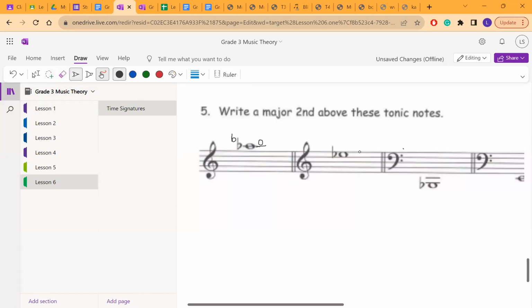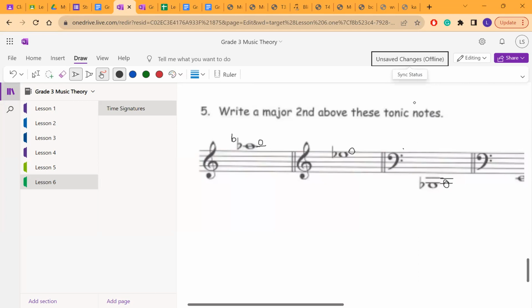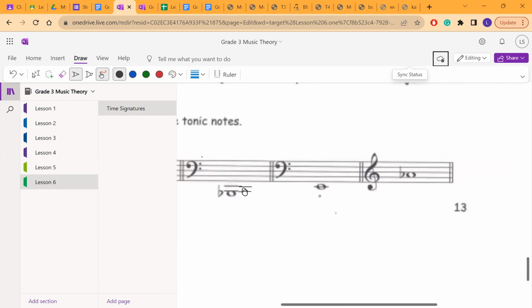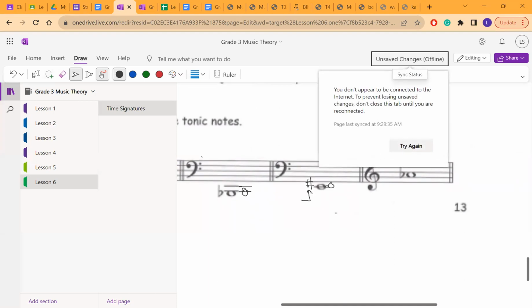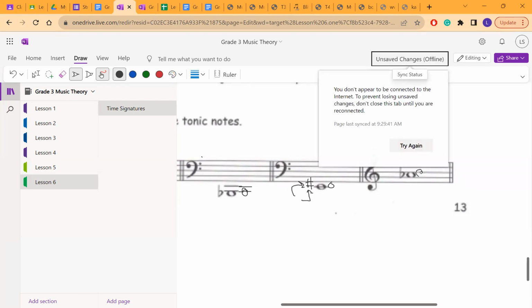Write a major second. Yep. And with these, you have to put the accidental before the entire interval, kind of like that. But then to make sure that we know which note the accidental maps to, you have to put it directly on the respective space or line so people don't get confused.